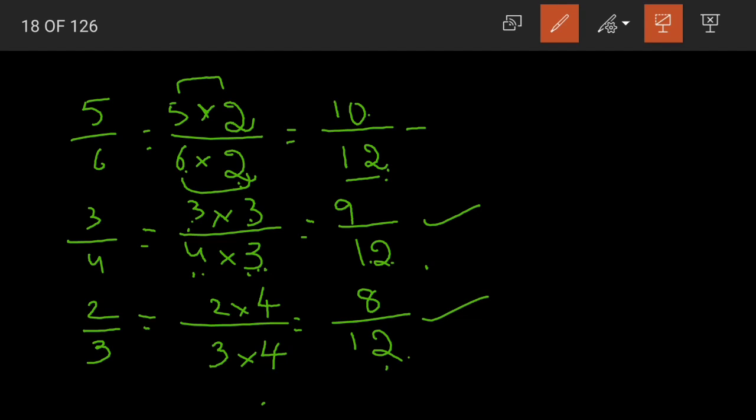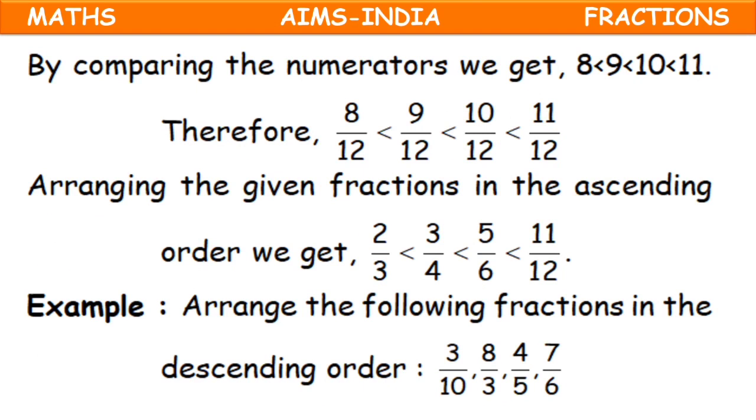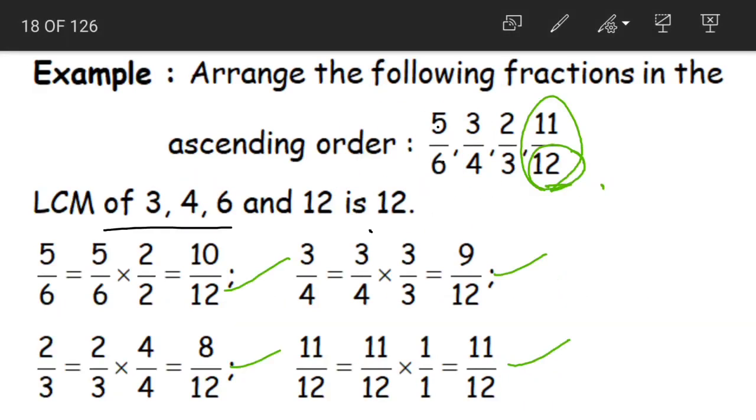Yes children, what are these 3 fractions now? 10 by 12, 9 by 12, 8 by 12. See 10, 8 and 9. And the fourth fraction, 11 by 12, already has 12 as the denominator, so let us leave it as it is. Yes, 8 by 12, 9 by 12, 10 by 12.